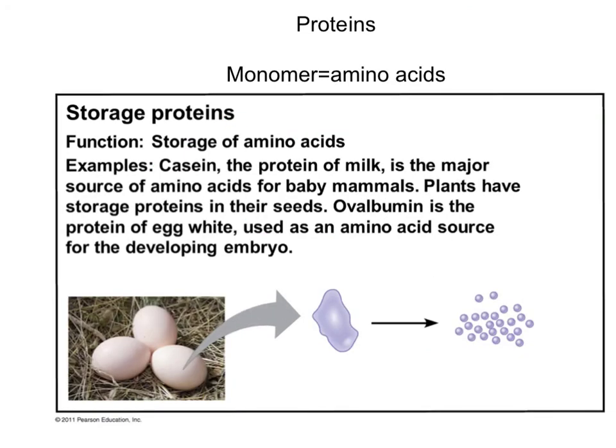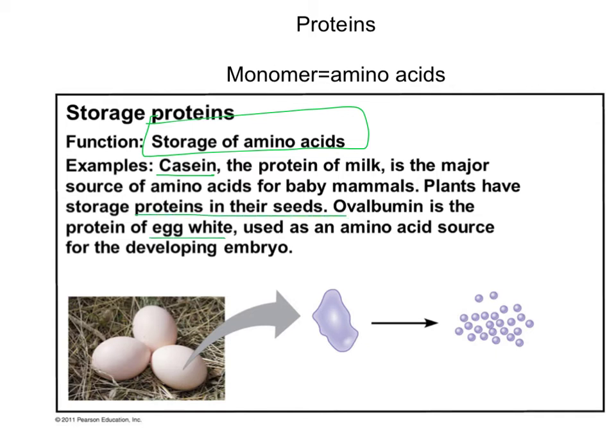Proteins can also act as storage conduits, especially for amino acids. Remember, our monomer for proteins is amino acids, so they're going to help store amino acids. For example, casein, the protein that's found in milk. Baby mammals start off drinking milk only, and so they need a source of amino acids to be able to build their own proteins. And so the casein in the milk is the source of those amino acids to be able to build their own proteins. Plants store proteins in their seeds.